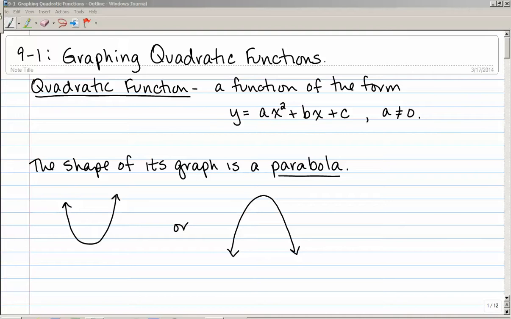Now, the ax squared plus bx plus c part should look familiar from the last chapter where we factored trinomials that look like that. Now we're going to see what this looks like when we graph it on the coordinate plane. So the shape of its graph is going to be a parabola. It's either going to be opening upward or opening downward.